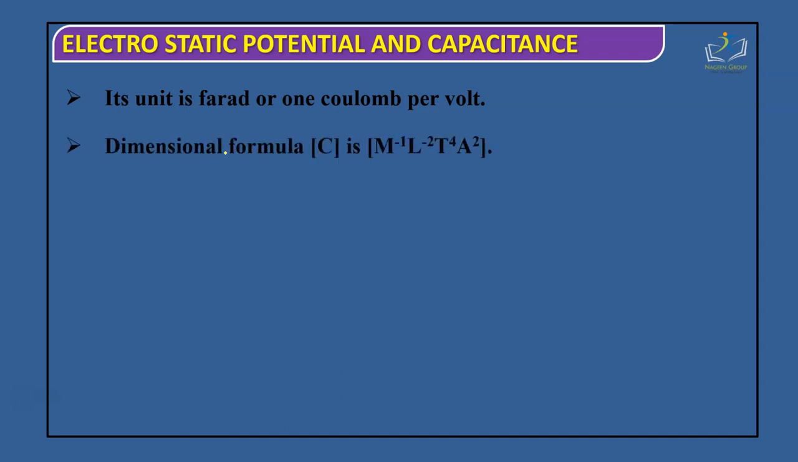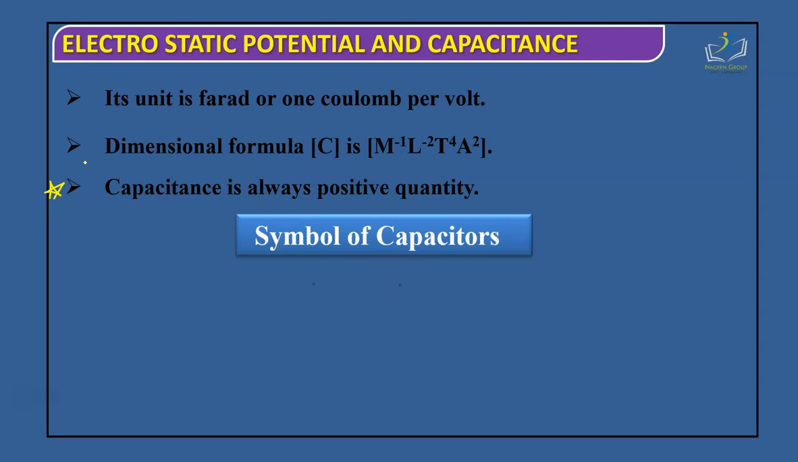The dimensional formula of C is M^-1 L^-2 T^4 A^2. Capacitance is always a positive quantity. The symbol of a capacitor is this. It is represented as two parallel plates. Now this is a fixed capacitor. If we want to vary the value of C, we use a cross symbol, that is a variable capacitor. Hope you understand the concept and knowledge of this topic, which is a capacitor.